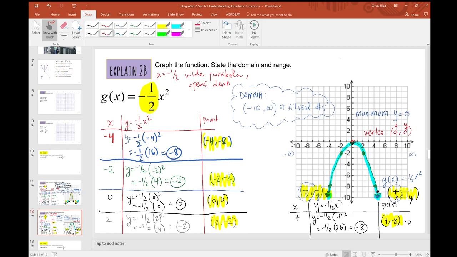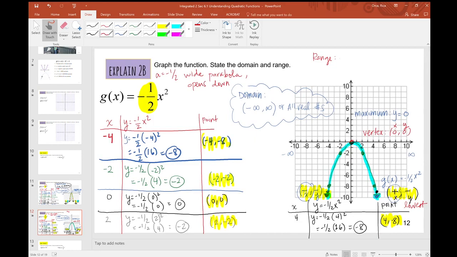For the range, we need to look at our y values. So the lowest y value is unknown. Our lowest y value is at negative. We don't know the exact number, so we'll put negative infinity. And we know that our highest y value is at 0. Bracket on 0 because 0 is included in the graph. Another way to write negative infinity comma 0 is by stating that all the y values are less than or equal to 0.